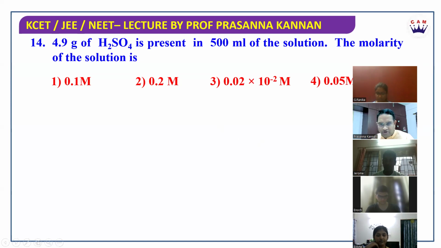Fine, guys. So obviously, what did you do, Jerome? So first we calculated number of moles of sulfuric acid. So 4.9 divided by 98, sir. Then we get 0.05. We use molarity formula, which is number of moles of solute divided by total volume of the solution in liters. Then it will be 0.05 divided by 500 into 1000, since 500 is in milliliters. Yes, so 1000 will be in the numerator.